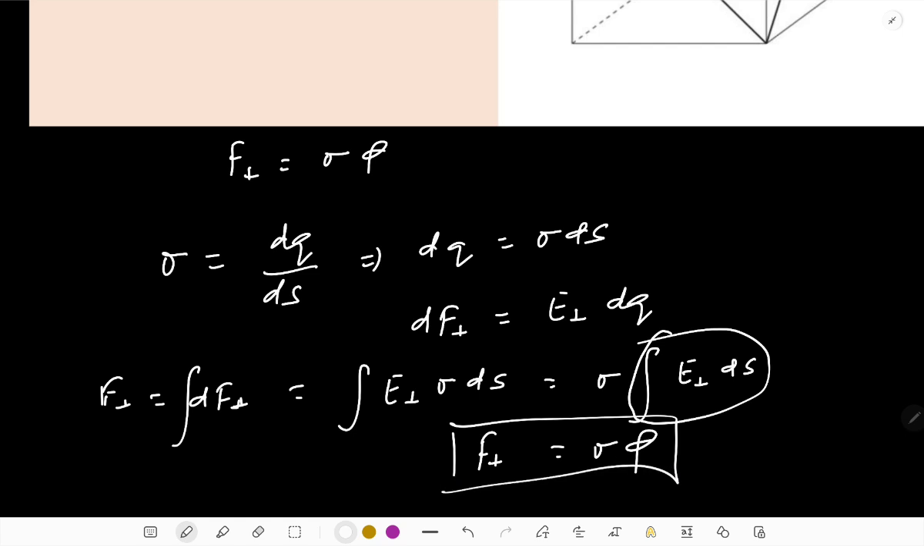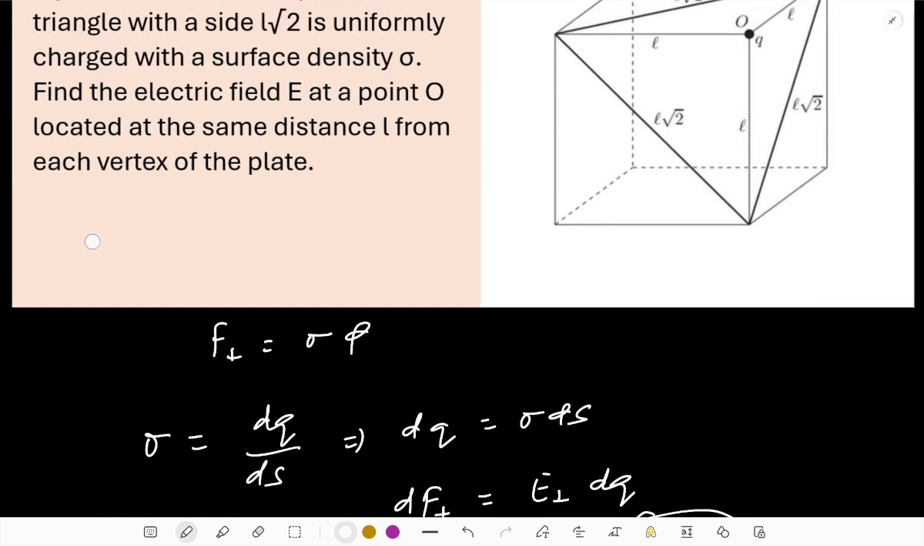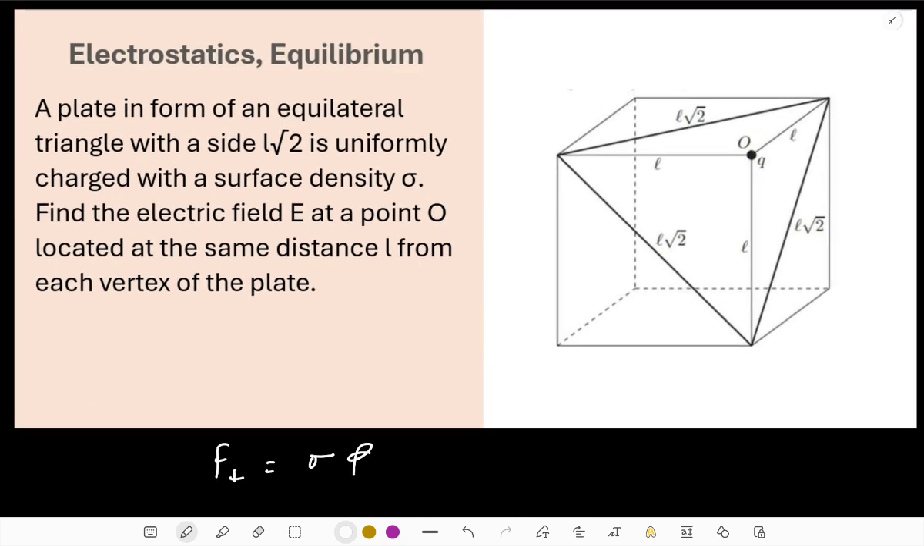And now my plan is something else. I'm going to look at this picture, and you can see here we have an equilateral triangular plate. If you can't see, you can focus your eyes here and you will see it. This is the triangular plate with side length L root 2, and there is a point O that is located at the same distance L from each vertex of the plate.